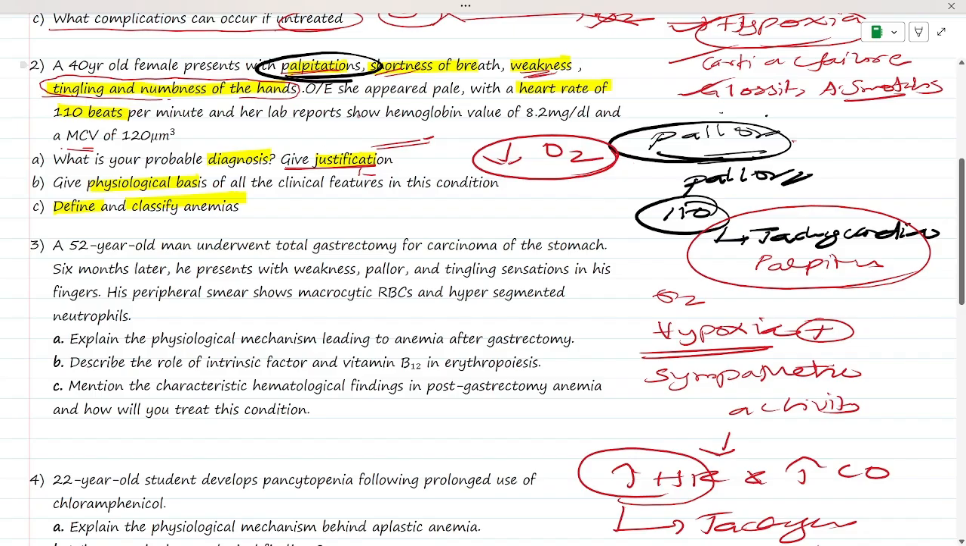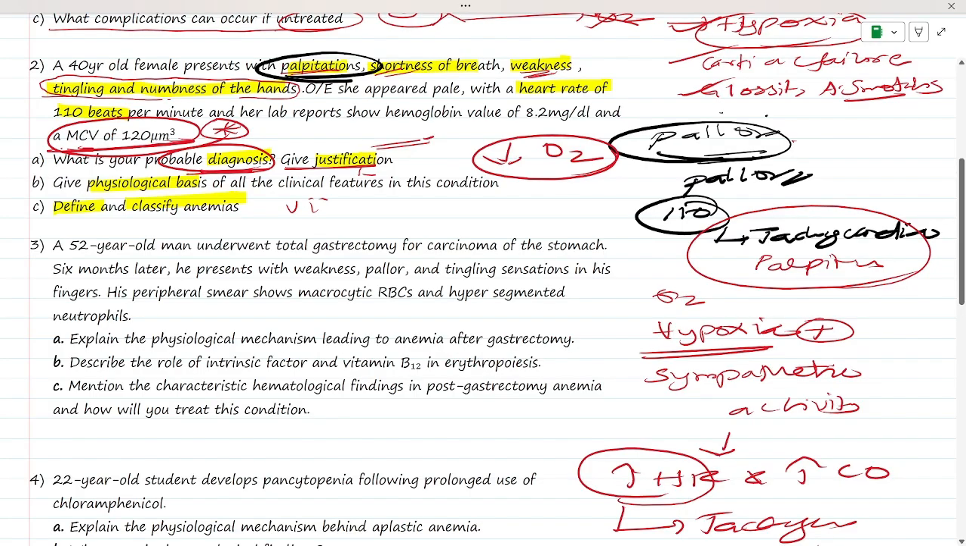And what is the reason for high MCV? MCV is very high. It is 120 micrometer cube. It is a very high value of MCV. Why is this much heavy value of MCV manifested? We all know we have diagnosed the condition. It is megaloblastic anemia due to vitamin B12 deficiency, right?